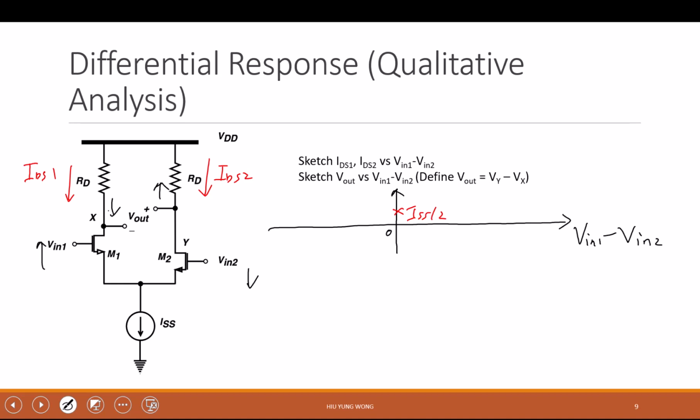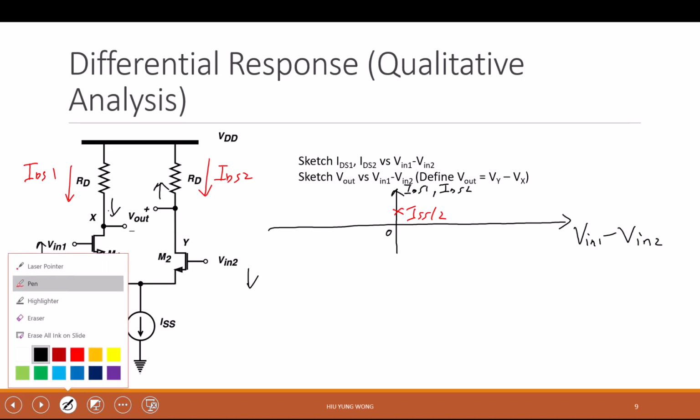So what I'm plotting here is IDS1 and IDS2. I'm plotting both, right? They are at ISS divided by 2. I know it's difficult to see, ugly, right? When I increase their difference, I increase Vin1 and reduce Vin2. How would their current change? Let's look at IDS1 first. What will happen to IDS1?